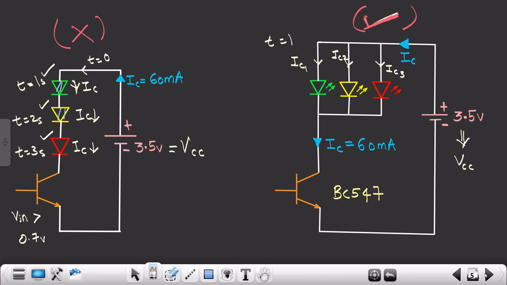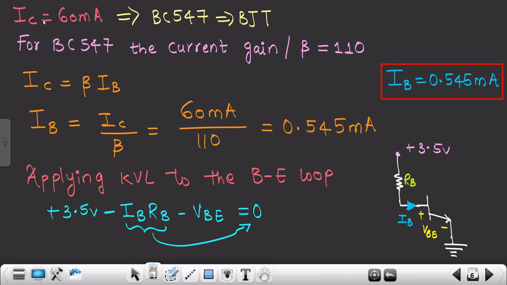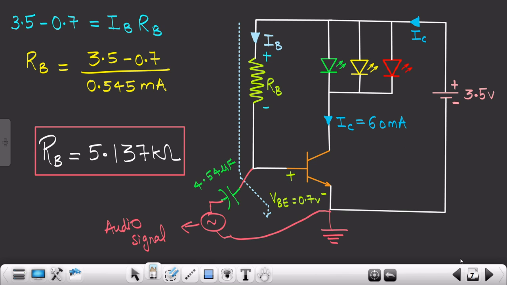Okay, so moving further, we know that IC should be 60 milliampere. According to the BC547, the current gain is 110, and by using this particular formula we calculated this value, that is 0.54 milliampere, right? And then we applied KVL to this base-emitter loop, and by applying KVL we got the value of RB, the base resistor, as 5.137 kilo ohms.